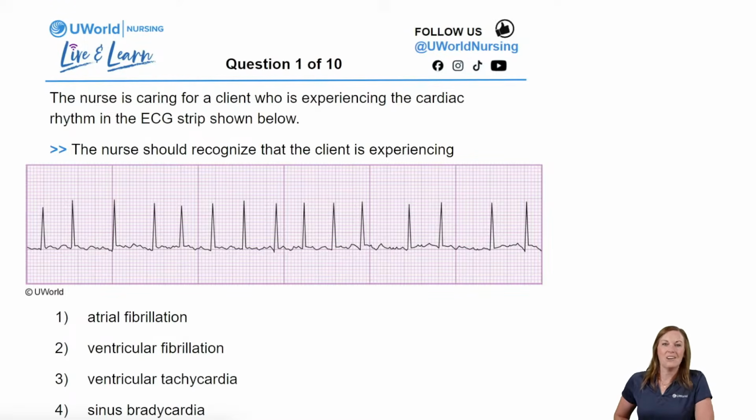All right, question 1. The nurse is caring for a client who is experiencing the cardiac rhythm in the ECG strip shown below. The nurse should recognize that the client is experiencing option 1, atrial fibrillation, option 2, ventricular fibrillation, option 3, ventricular tachycardia, option 4, sinus bradycardia. All right, let us know.